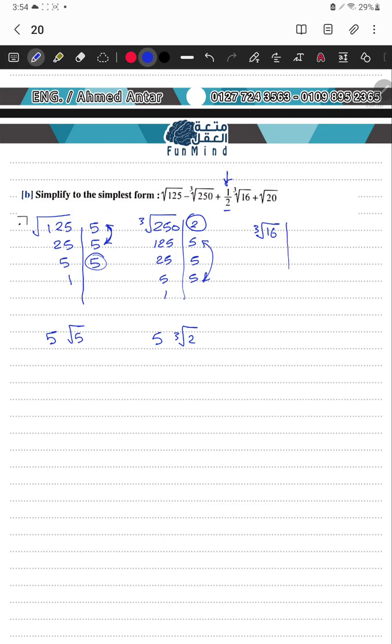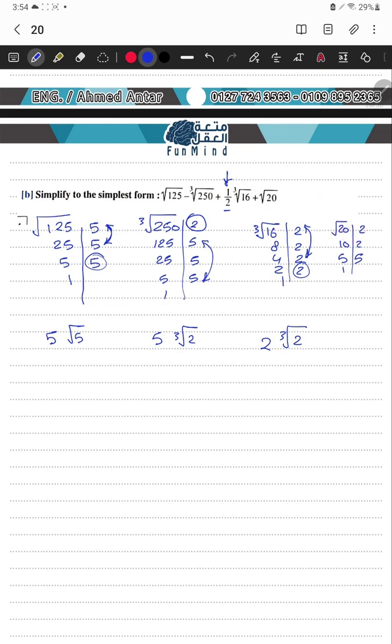Also there is half, don't forget the half, and there is cubic root of 16 beside the half. You can get the factorization of 16 divided by 2 equals 8, divided by 2 equals 4, divided by 2 equals 2, divided by 2 equals 1. So now you can get these three values because this is the cubic root. You can get these three values out of the cubic root, and then this 2 will be inside the cubic root. And the last one, root 20, you can get 20 divided by 2 equals 10 divided by 2 equals 5, 5 divided by 5 equals 1.